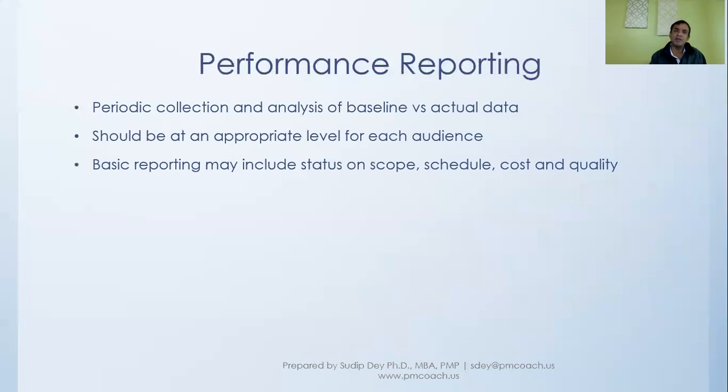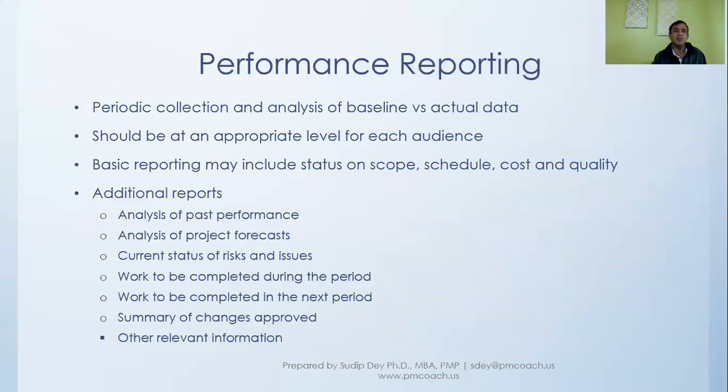Now, there is some basic reporting that will probably include status on scope, schedule, cost, quality, and so on, that many of the stakeholders might be interested in. However, there might be some additional reports as well. For example, analysis of past performance or project focus may be more meaningful to sponsors. And the current status of risks and issues and work to be completed during the period might interest the end users. For example, a summary of changes approved, and other relevant information. So there can be many different reports that come out of the project.